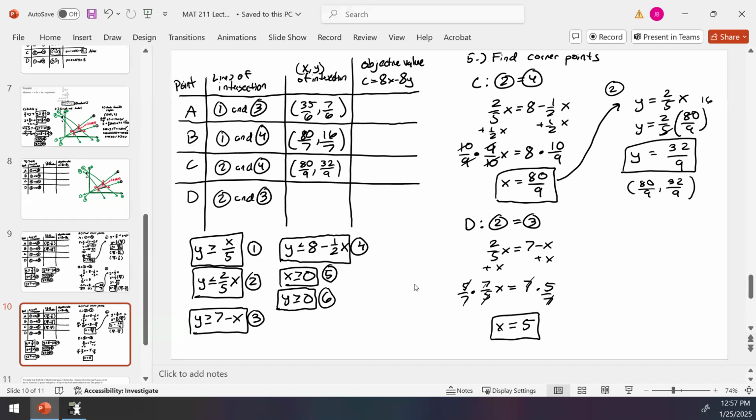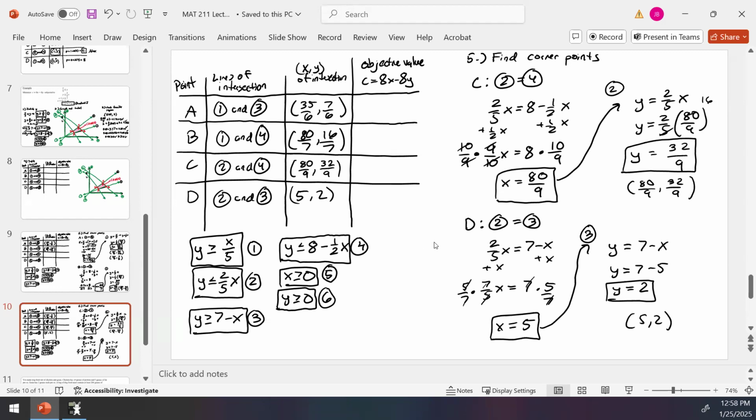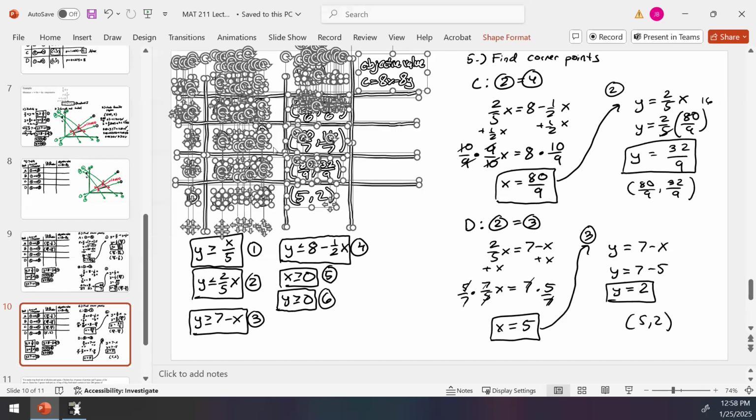And then for this one, I'm going to use equation number 3, just because that one specifically looks a lot nicer. And so 7 minus x, minus 5. And so y is equal to 2. So we have the coordinate 5, 2. Just like that. So now we have all of our corner points, right? And so the last step that we have to do from here is just to plug in those points into the table and we get our answer. So that'll be our final step.